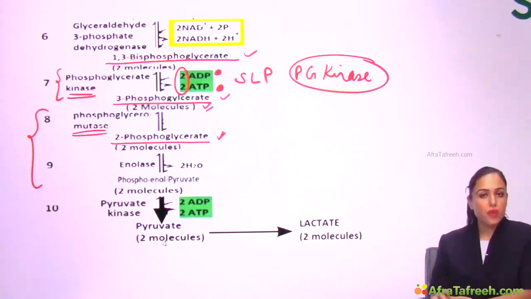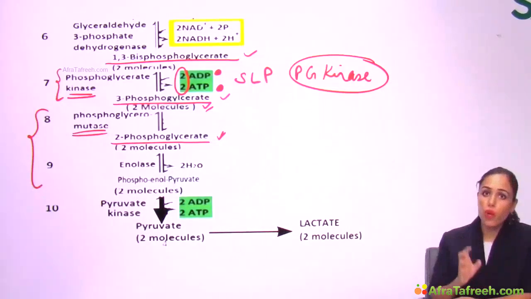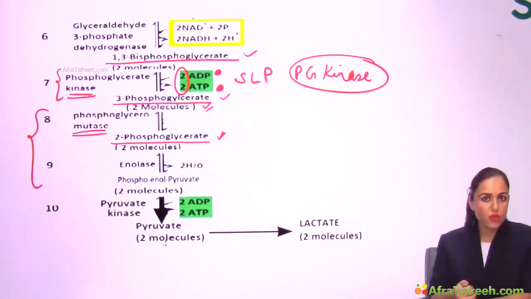So what is the EC number of mutase? Transfer of phosphate is occurring from position number 3 to 2. But mutase is not EC number 2 transferase. No, it is not transferase. Because in this step, molecular formula is not changed. One isomer is getting converted to another isomer.